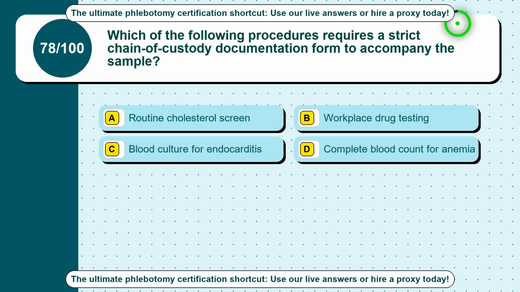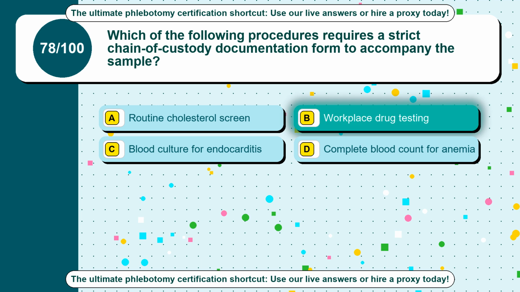Question 78. Which of the following procedures requires a strict chain of custody documentation form to accompany the sample? Option A, routine cholesterol screen. Option B, workplace drug testing. Option C, blood culture for endocarditis. Option D, complete blood count for anemia. The correct answer is option B, workplace drug testing.